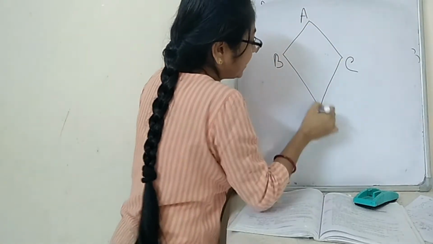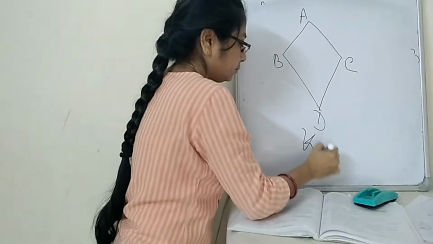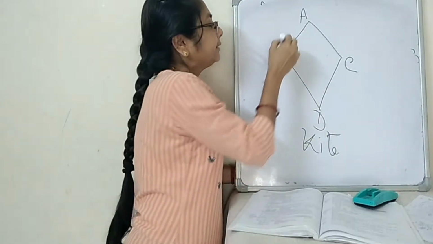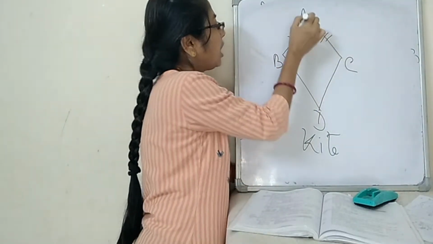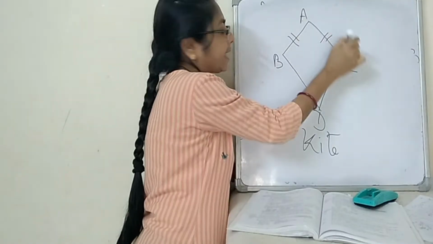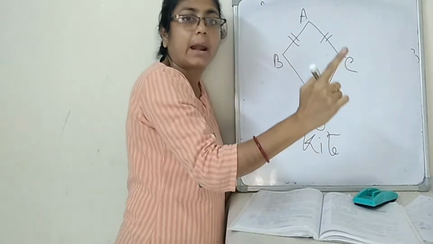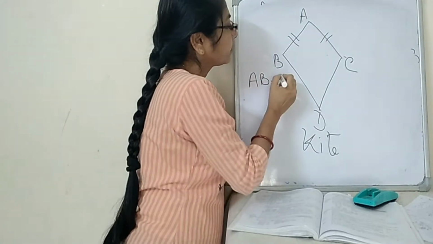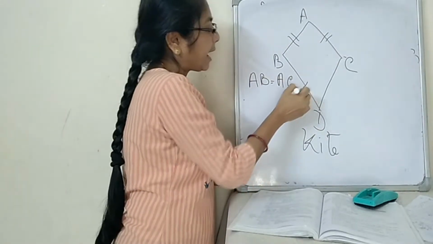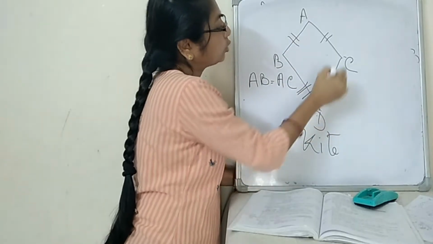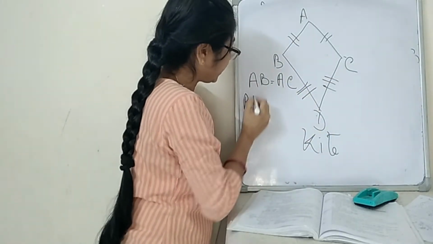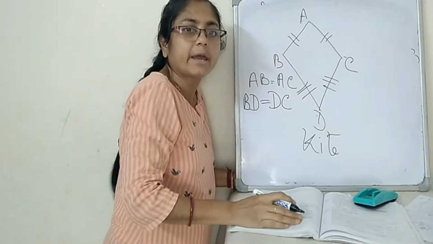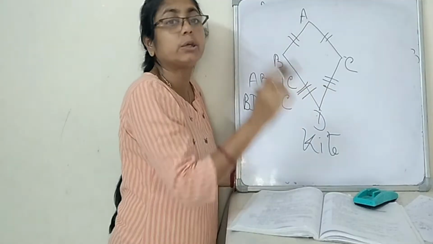ABCD. It is a quadrilateral, and its special name is kite. The adjacent sides are equal, meaning AB equal to AD, but they are not parallel. Only they are equal. Next one, BC equal to DC. It is equal but not parallel.